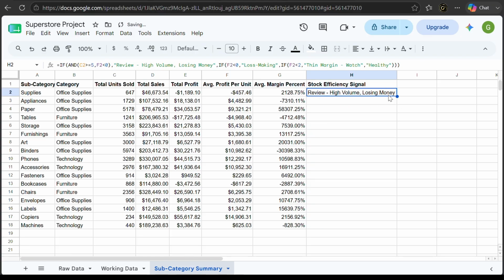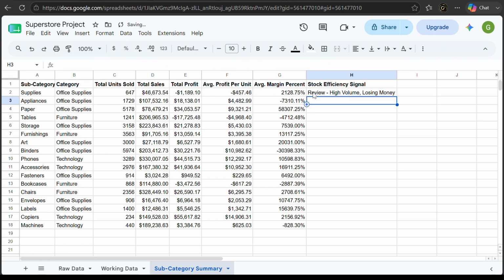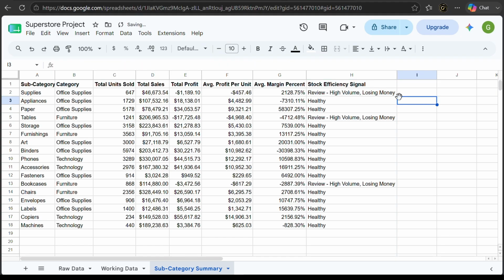First of all, yeah, C2 is greater than 500. All right, review high volume losing money is still okay. There's no problem there. So I'm just going to copy this down and then do this. Now let me explain what this formula is doing.